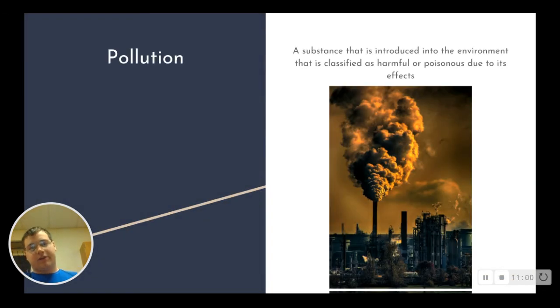Next one is pollution, a substance that is introduced to the environment that is classified as harmful or poisonous due to its effects. Right here, I have a picture of a factory with steam going up into the air, which is causing air pollution, and it has some harmful effects. There have been reports of fires doing the same thing, where smoke gets into the air, and with some huge fires, people in the surrounding areas cannot be outside because if they breathe it in, it will affect their health in some way or form.